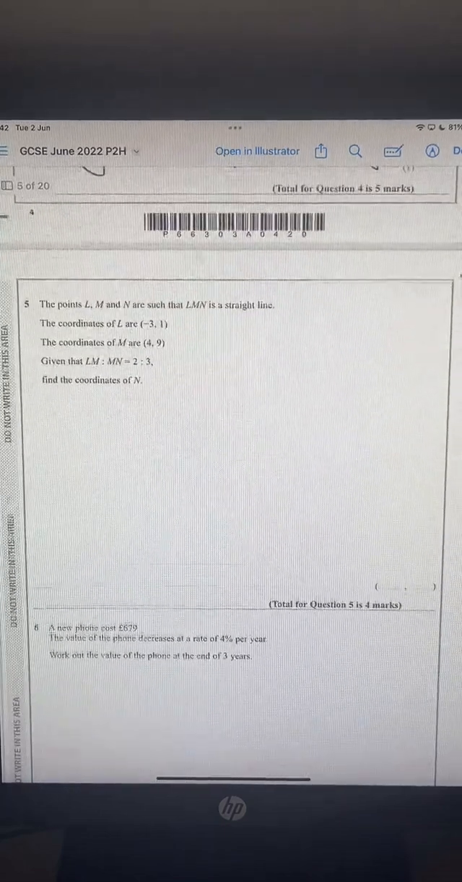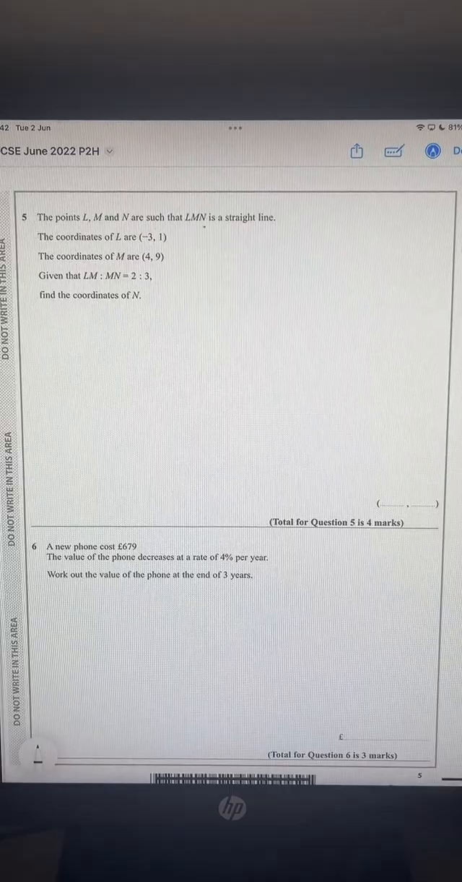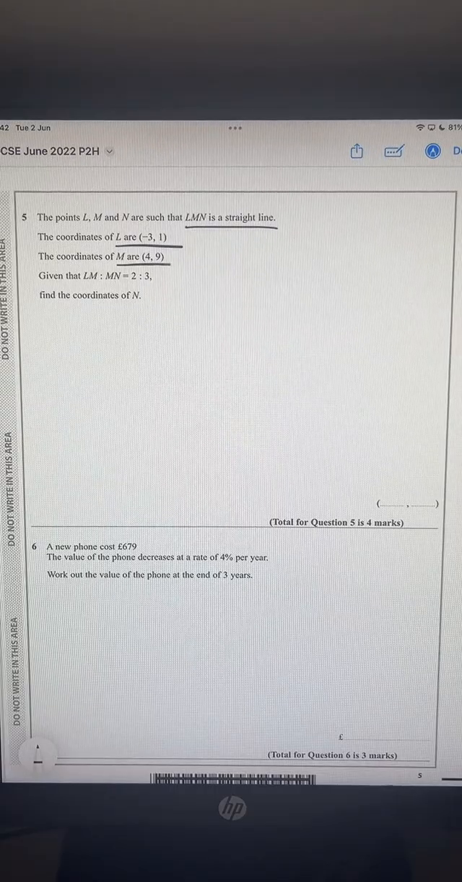Okie dokie. For question 5, the points L, M, and N are such that L, M, N is a straight line. The coordinates of L are -3, 1, M are 4, 9, and then we're given a ratio of L to M, then M to N is 2 to 3, and we need to find the coordinates of N.